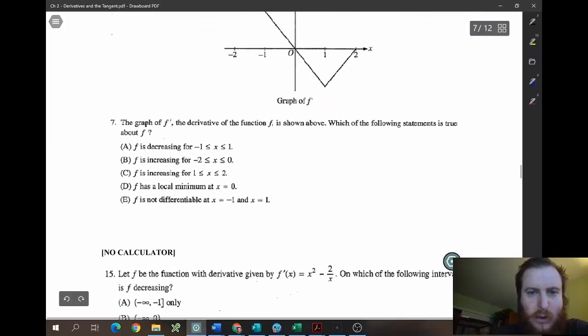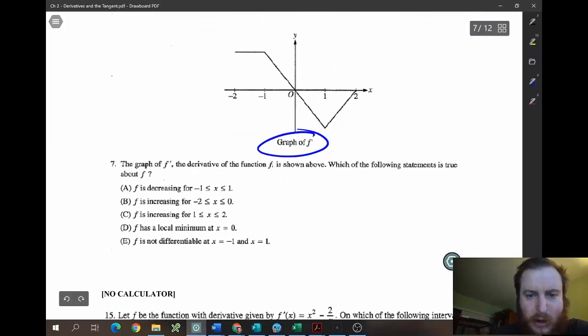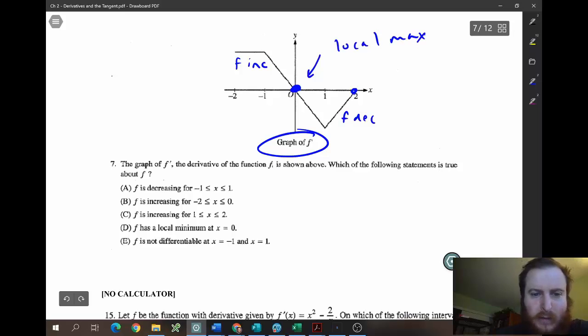All right, next up, we have another graph of the derivative. Those are very common. And which statement is true? So we know that our critical points are at 0, and technically 2 is an endpoint. And then f would be increasing, and now f is decreasing. And so that makes this guy a local max. So f is decreasing from -1 to 1, that's not true. F is increasing from -2 to 0, that is true. F is increasing from 1 to 2, that's not true, f prime is.